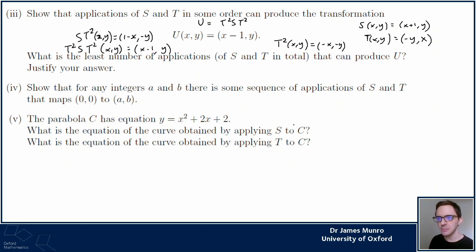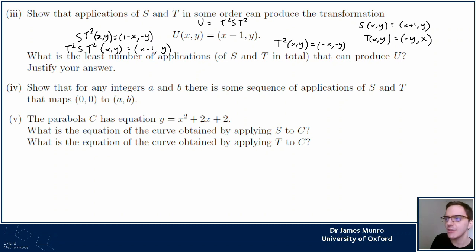Great news. The question also asks, what's the least number of applications of s and t in total that can produce u? And here I suppose that's suggesting that there are maybe other ways of making u. I suppose I could have messed around with some more powers of t. There's no point having 6 t's because that'll rotate me around and then get me back to the same thing as doing t squared. So I'm quite happy that I've only got t squared in there, not t to the 6 or something. Is it possible to do with fewer?